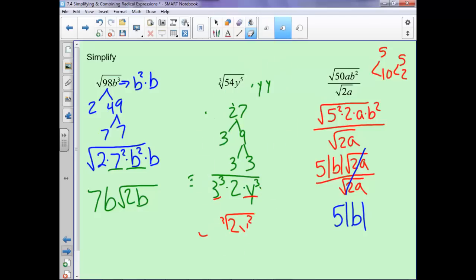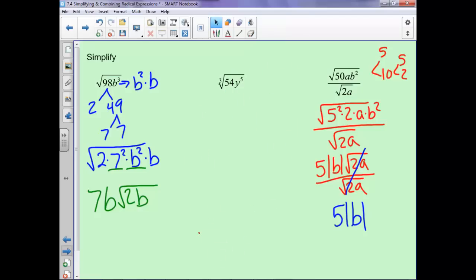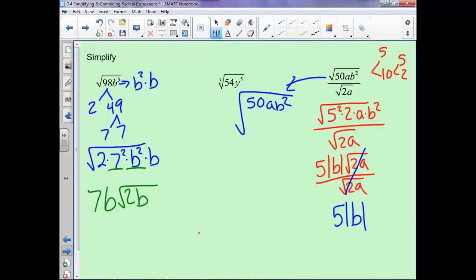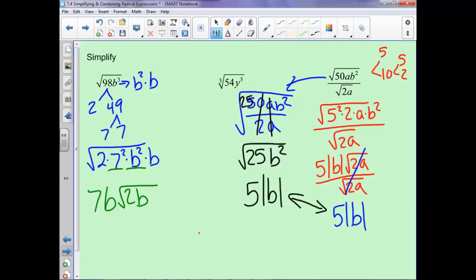Or we could have changed it back to one big square root. And notice we can divide: 50 divided by 2 is 25. And these a's will cancel and we're left with 25b squared. Well, the square root of 25 is 5. Square root of b squared is the absolute value of b. Notice they're the same thing, so it doesn't matter which way.